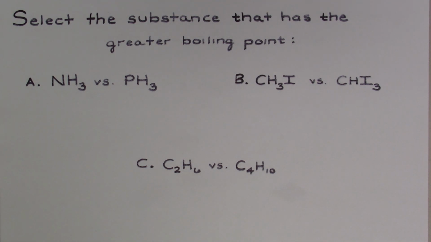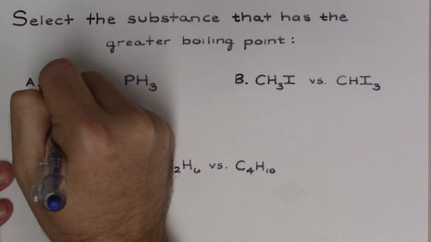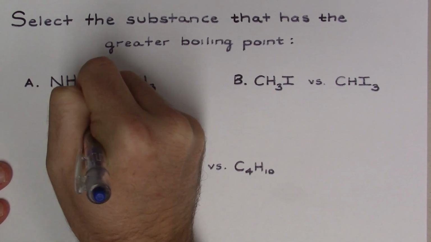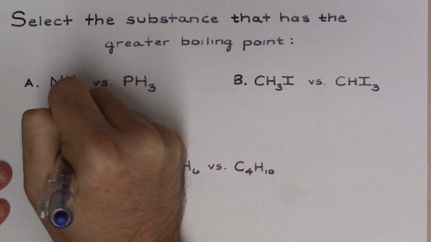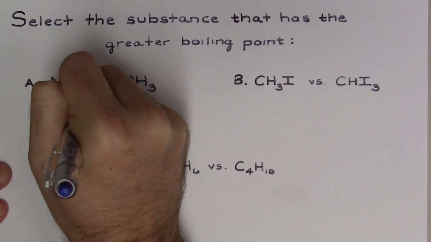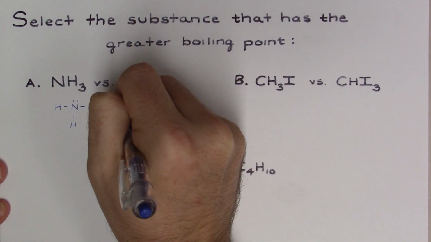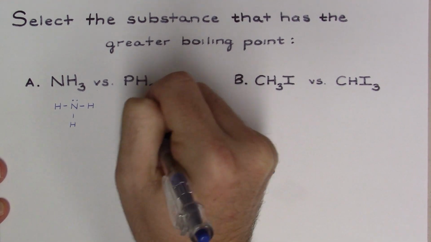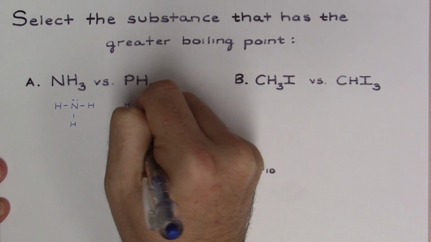We have 3 pairs of compounds. So for our first compound, we have ammonia and PH3. What we will do is draw the Lewis structure for both species. There is the Lewis structure for ammonia. Notice the lone pair on the central nitrogen. Here is the Lewis structure of our PH3.